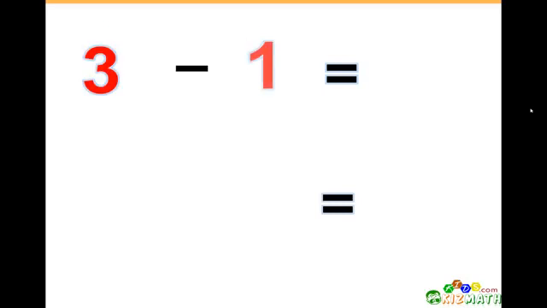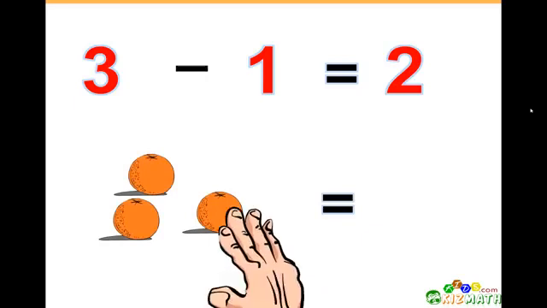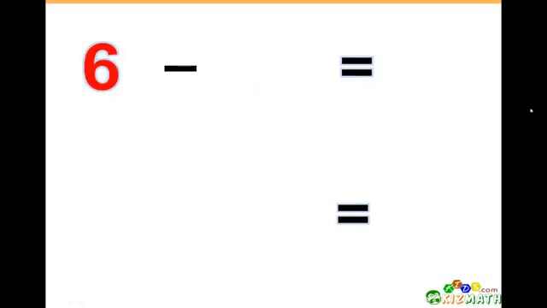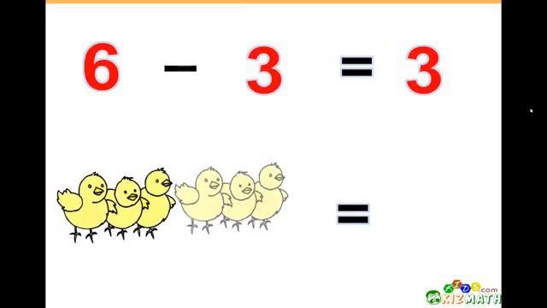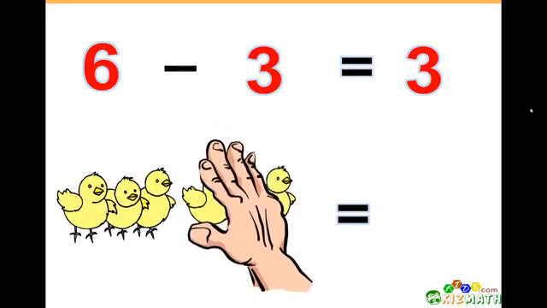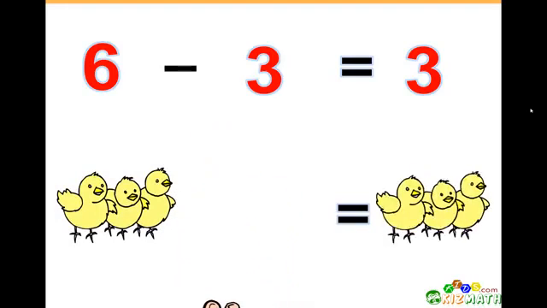3 minus 1 equals 2. If we have 3 oranges and we take away one orange, we only have 2 oranges left. 6 minus 3 equals 3. We have 6 birds. If we take away 3 of those birds, there are only 3 birds left.